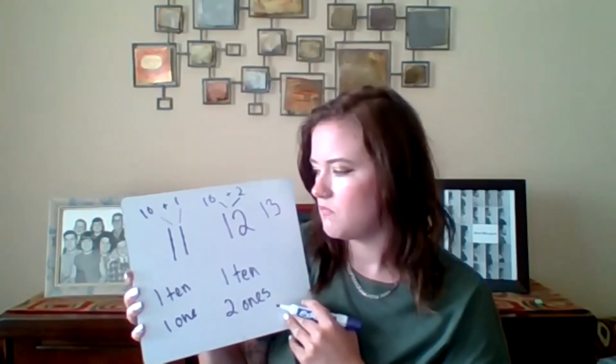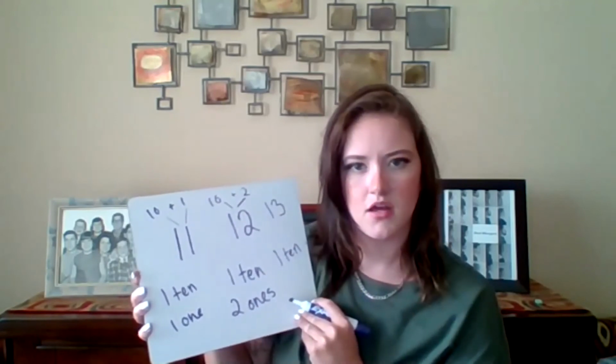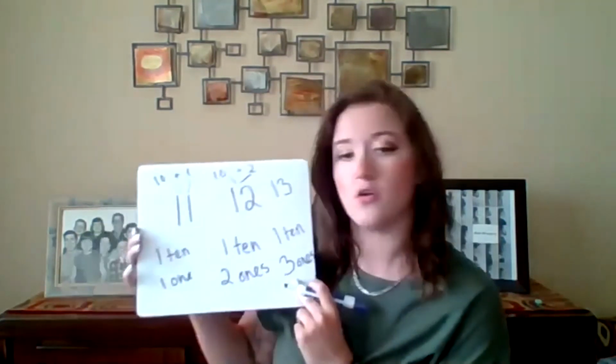What is 13 gonna look like? We have 1 ten and 3 ones. Nice job. So we see 1, 2, 3, and that's only if we're going in order, right? Nice job. So then the question I asked right after we practiced that is, what would the 20s look like?